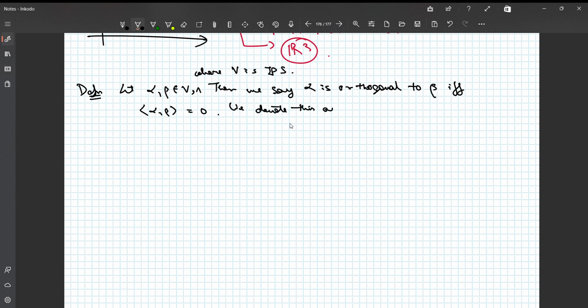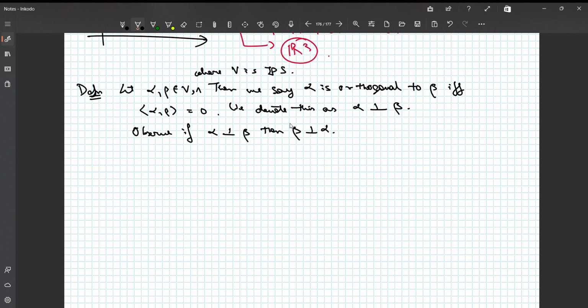We denote this as, the obvious symbol we would want to use, alpha is perpendicular to beta. But observe that if the inner product of alpha and beta is 0, then the inner product of beta and alpha is also 0, because if you have a complex number which is 0, then its conjugate is also 0, right? So if alpha is perpendicular to beta, then beta is perpendicular to alpha as well. Therefore it suffices to say that alpha and beta are orthogonal. It doesn't require saying which is orthogonal to which.